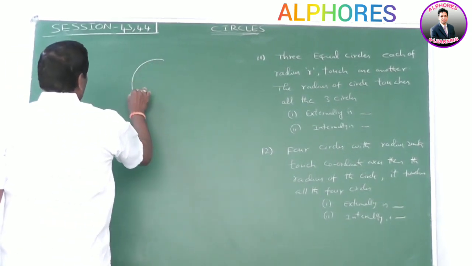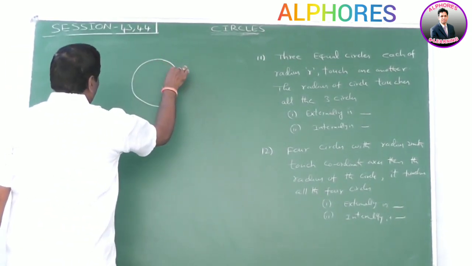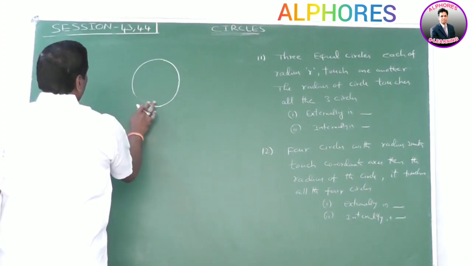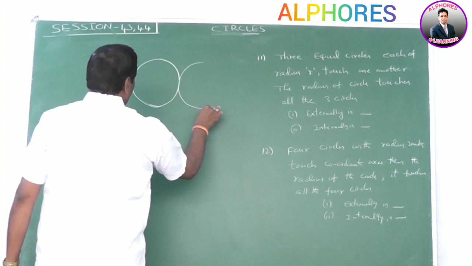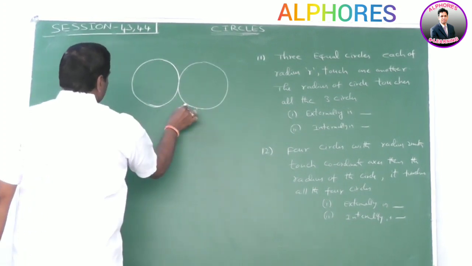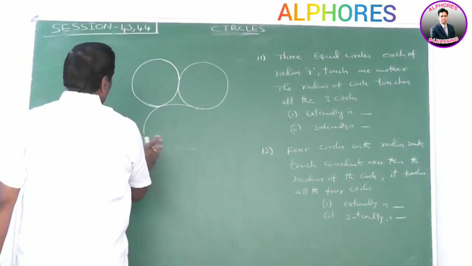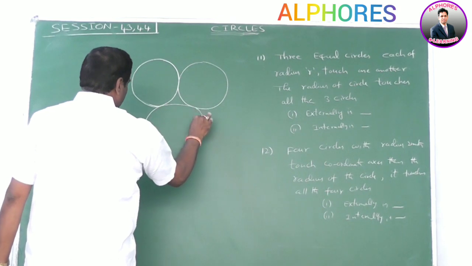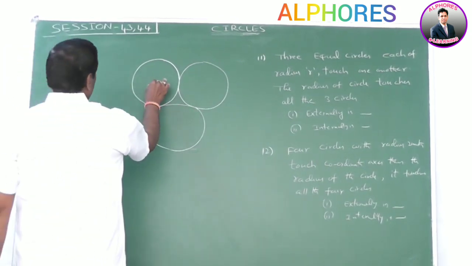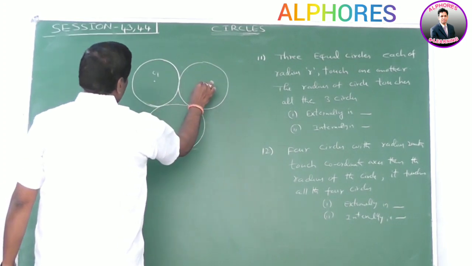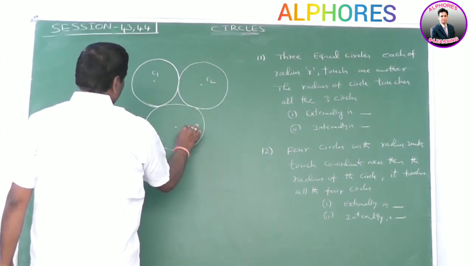In this case, the given three circles have equal radius. This is one of the circles, radius r. This is the second circle with the radius r. This is the third circle with the radius r. All of these circles have equal radius. Say, the center of this circle is C1, the center of this circle is C2, the center of this circle is C3.